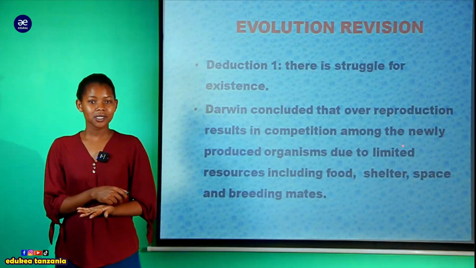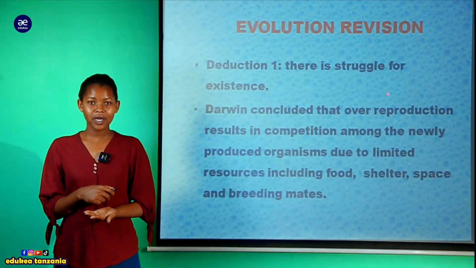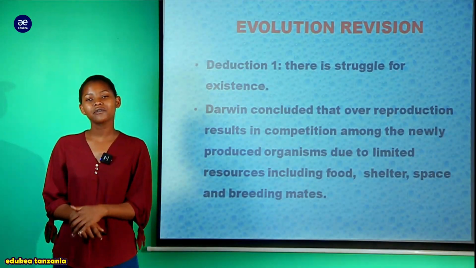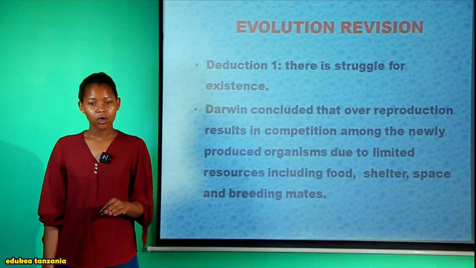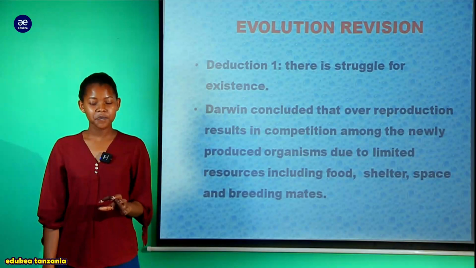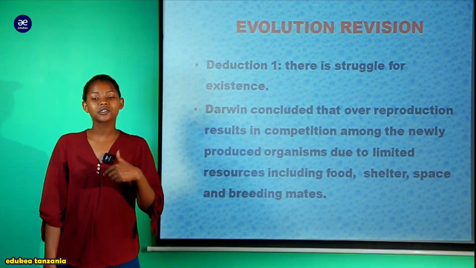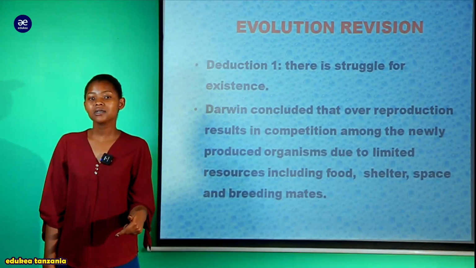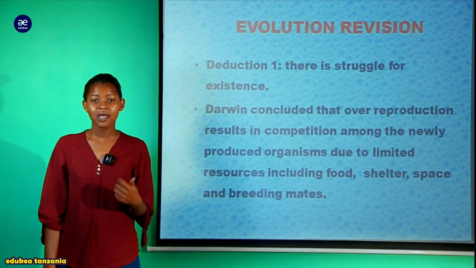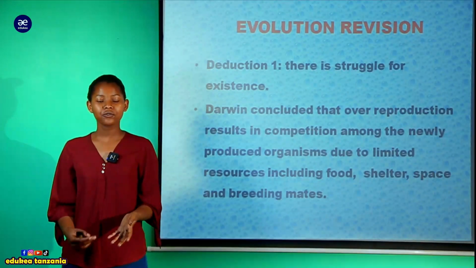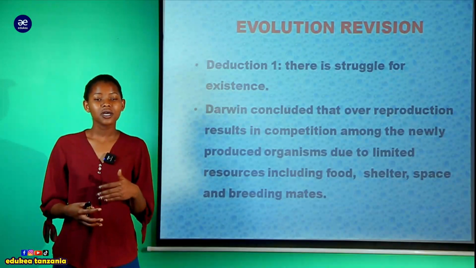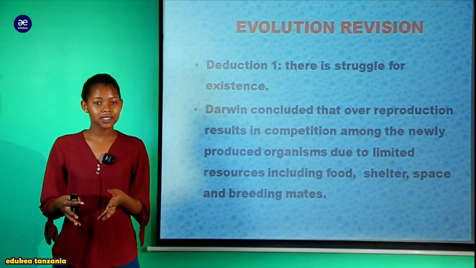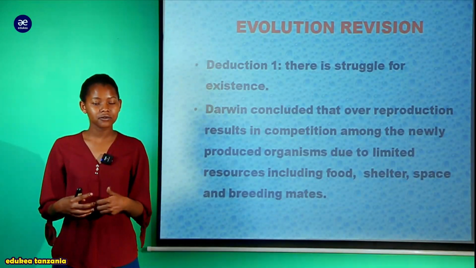My dear student, as you can see here, this deduction of Darwin alitoa kwenye observation ya overproduction. Aliobserve, yes, there is overproduction. Wamezaliwa organism wengi, space ni ndogo, so they will struggle for existing in that small space. Maybe wamezaliwa lakini food ni chakula ni kidogo. They must struggle so that they will survive for that small food.